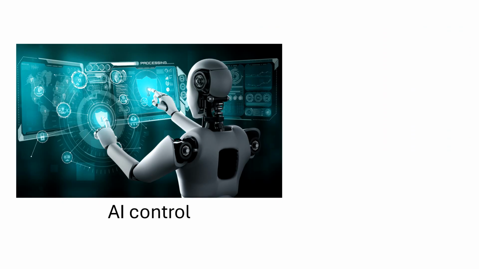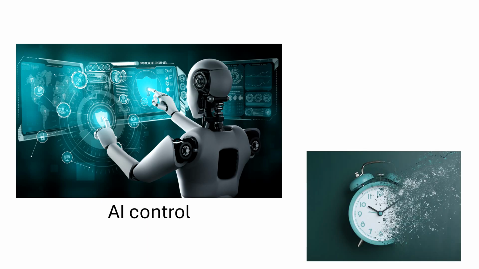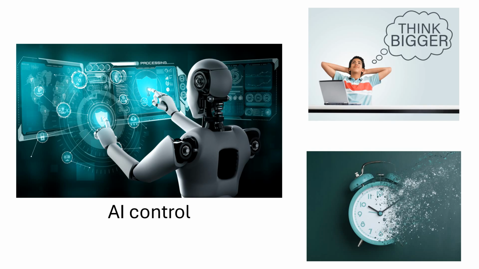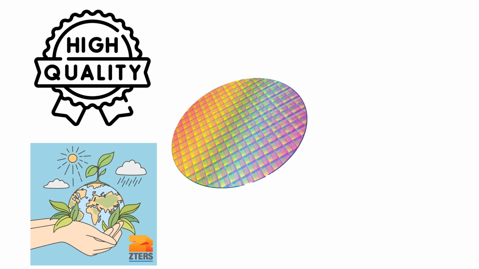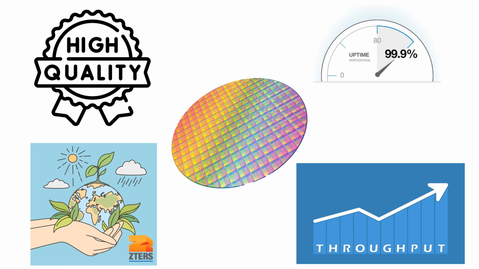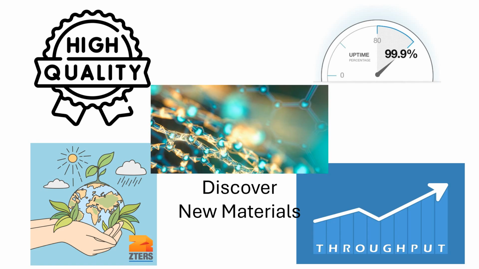And once you have all these parts talking to each other, you can then employ AI to control these systems so human beings waste less time and can start thinking about bigger things. And what does this mean for our semiconductor devices? Well, this means that we will be able to create with AI higher quality materials with less waste, which is great for the planet, more uptime of this difficult to operate equipment, higher throughput, and even discover new materials with great properties for the future of our species.